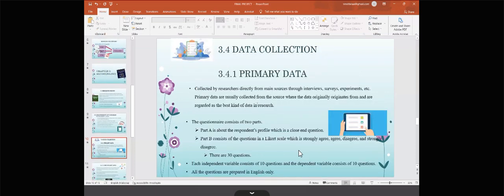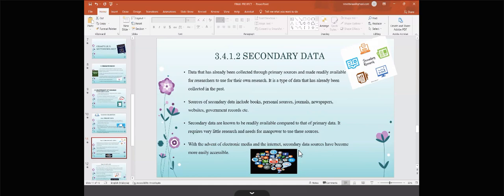So there are two types of data collection. First is the primary. As I said, first is the questionnaire, which consists of part A and part B. Part A is where you will see the respondent's profile. Part B is based on the Likert scale from strongly agree to strongly disagree, which consists of 30 questions. That means 10 questions for each independent variable, and for the dependent variable, 10 questions. So total 40 questions. All questions are prepared in English only.